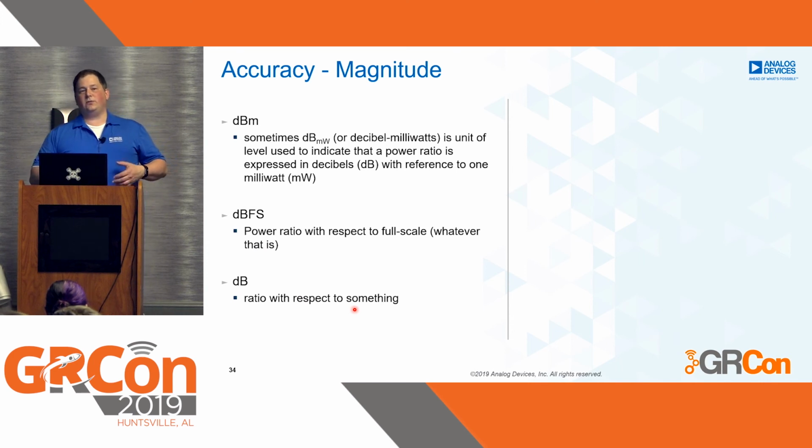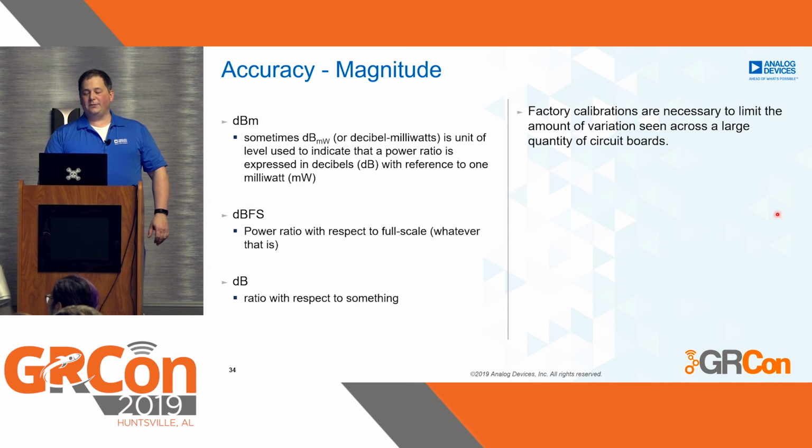And so what we talk about in our data sheets is like RSSI, received signal strength. It will be in dB, it will be linear, it will be monotonic, but 1 dBm of increase will not give you 1 dB of RSSI change. There may be a correction factor you have to apply there, and the correction factor is probably different at different LO frequencies. And so factory calibrations are necessary to limit the amount of variation.